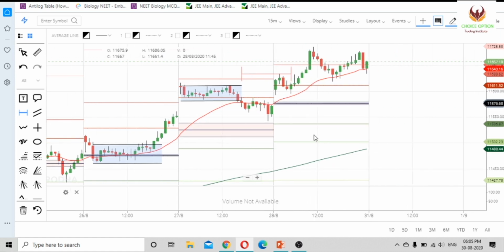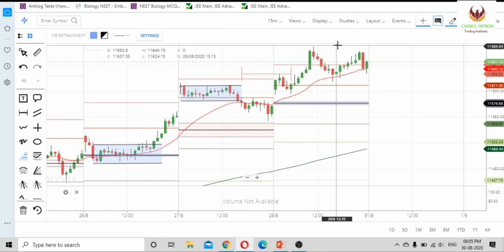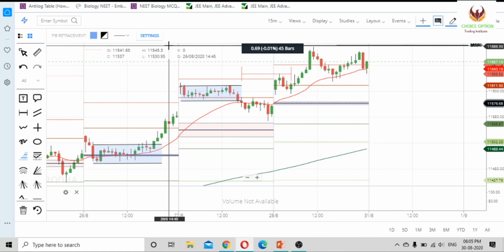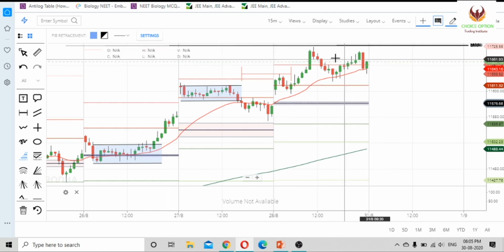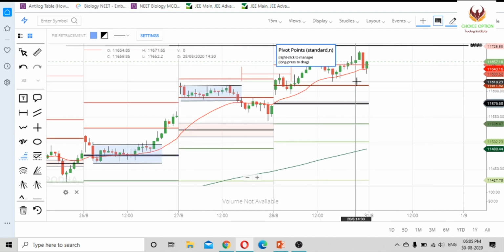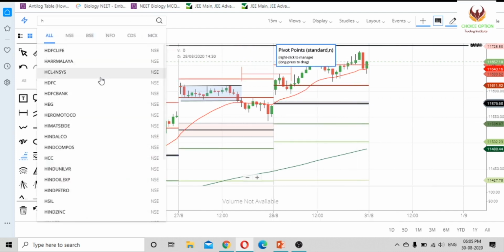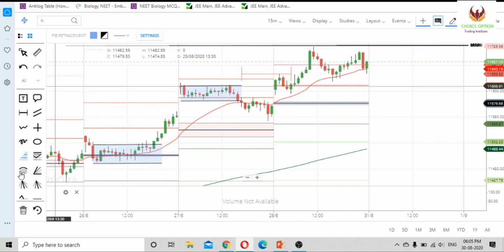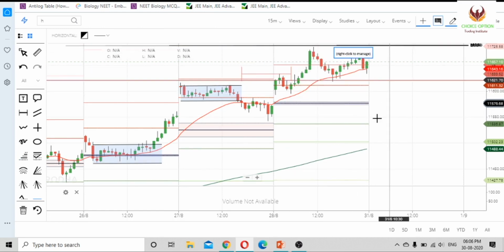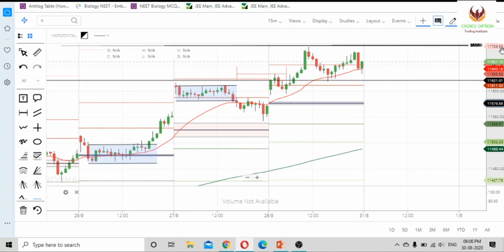Leaving that aside, what would be the levels for the next day? The most important level would be this level, that is the high. And again you can see there is this level. These are the two levels which I recommend to you for Nifty.